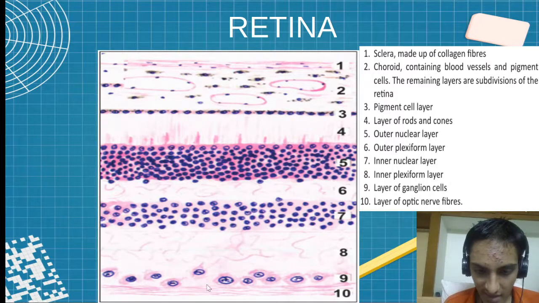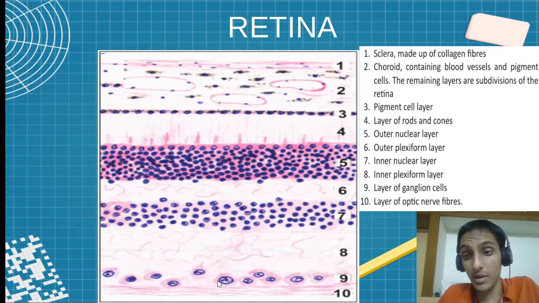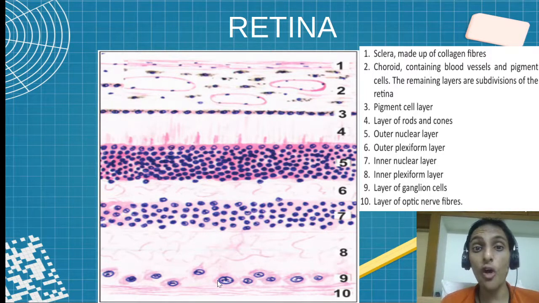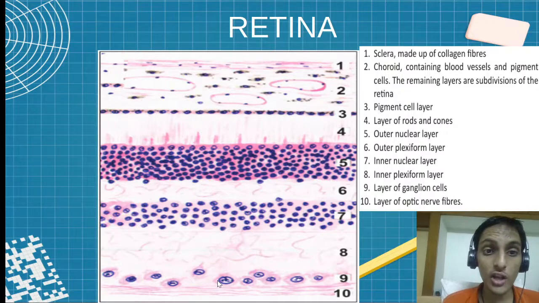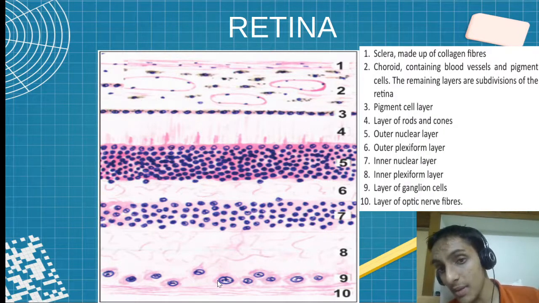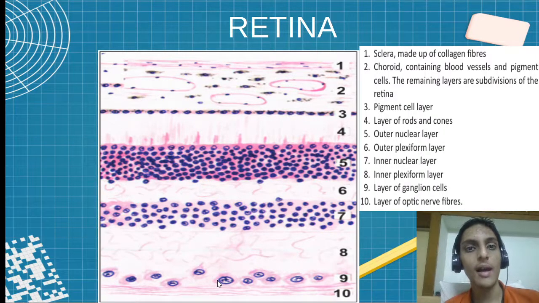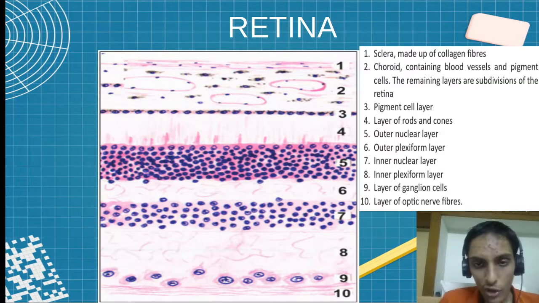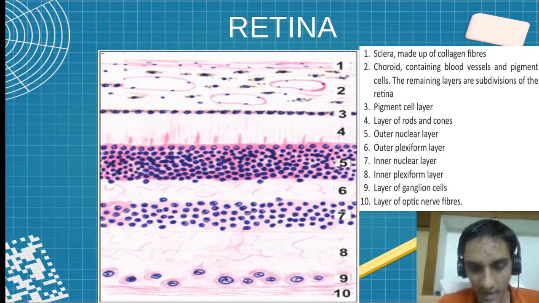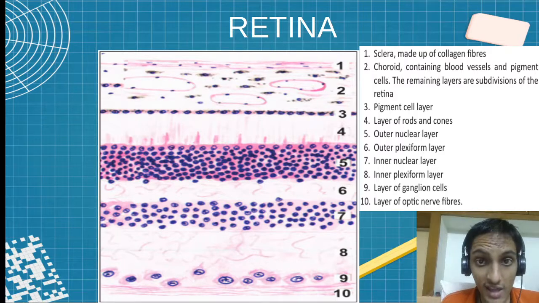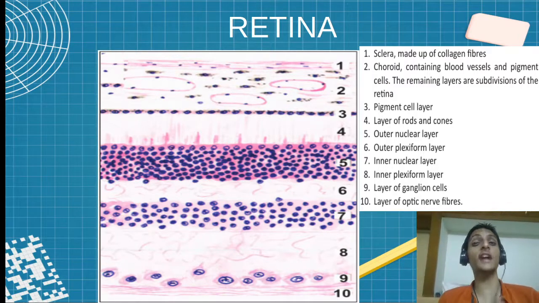And the last layer is the optic nerve fibers. We have discussed the role of optic nerve fibers in the physiology of vision. That is nothing but to send electrical impulses to the brain to recognize whatever is coming. And this retina is a very important center for the refractive errors. Like I'll give you few examples: myopia, hypermetropia. Anyway, these details we will be seeing in physiology little later.